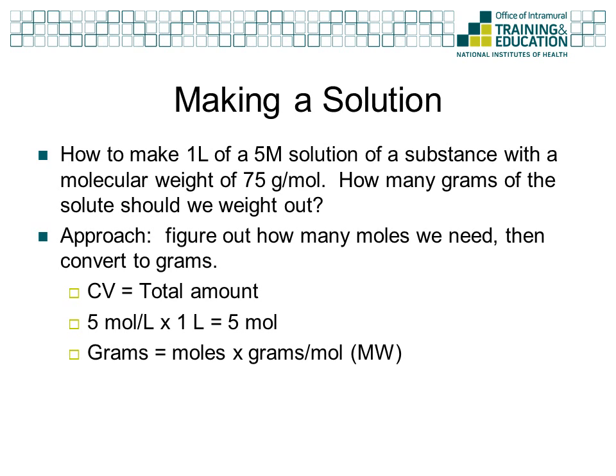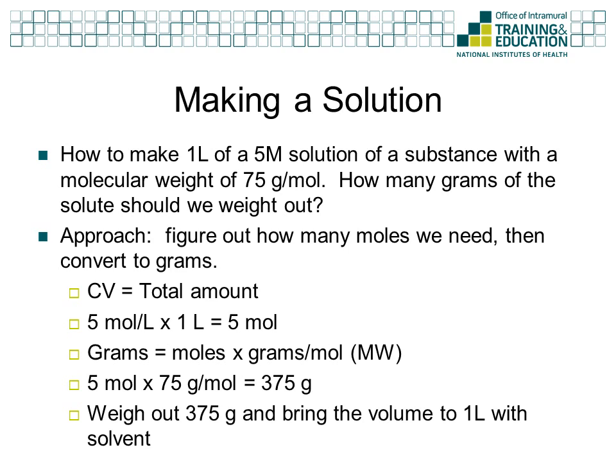To determine the number of grams we need, we multiply the number of moles by the molecular weight, which is grams per mole. We know that the molecular weight of the substance is 75 grams per mole, and we need 5 moles. So we can multiply the 5 moles needed by the 75 grams per mole, and we can solve that we need 375 grams of the substance.